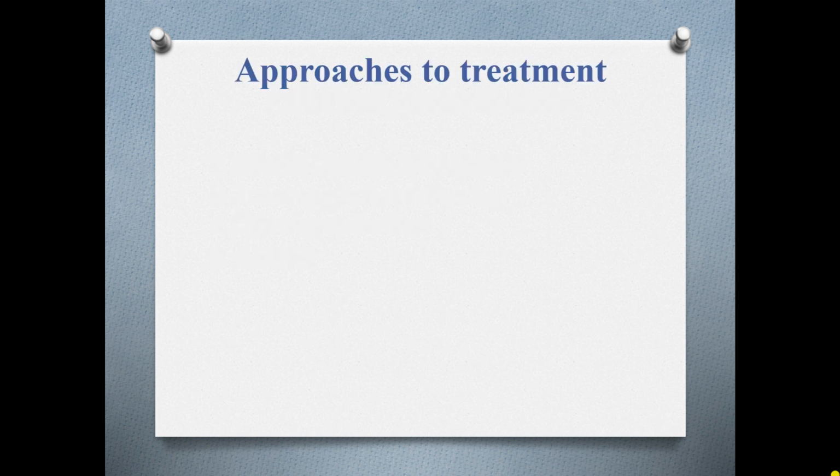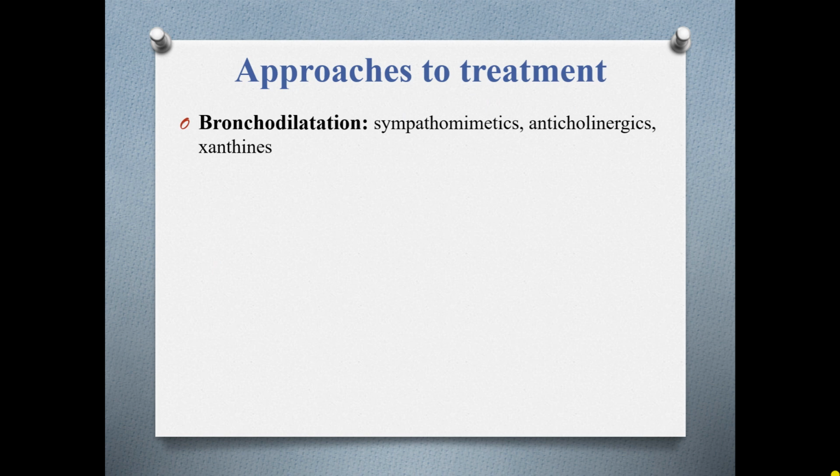So what are the approaches to the treatment? First is bronchodilation. If bronchi are constricted, the first thing to provide oxygenation is you have to dilate the bronchi. Then only the patient can breathe. So drugs which can produce bronchodilation are sympathomimetics, anticholinergics and xanthines.